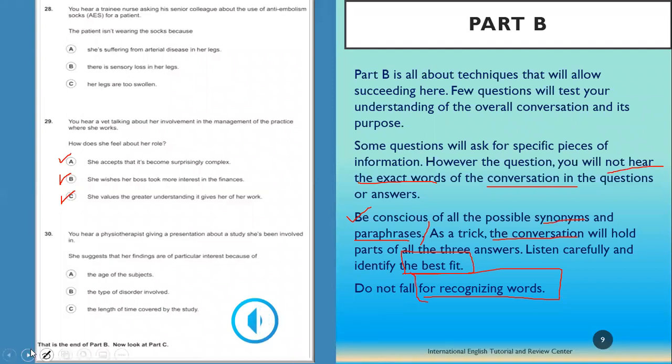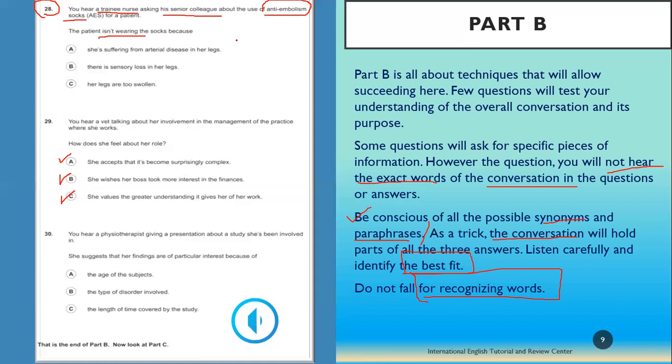So for example, here, question 28: you hear a trainee nurse asking his senior colleague about the use of anti-embolism socks for a patient. The patient isn't wearing the socks because... So listen carefully to the trainee nurse, maybe she will explain why the patient is not wearing the socks. A, she's suffering from arterial disease in her legs. B, there is sensory loss in her legs.